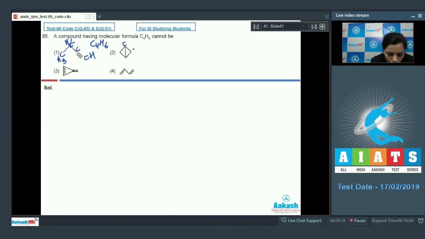Further, we have this compound. In this compound, 2 hydrogen atoms are in this way and 4 in this way. So C4H6, again the molecular formula is the same. Further, in the fourth one, there are 4 carbon atoms. 1 is there and 2 here. C4H6 once again.